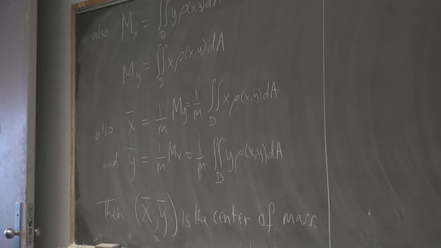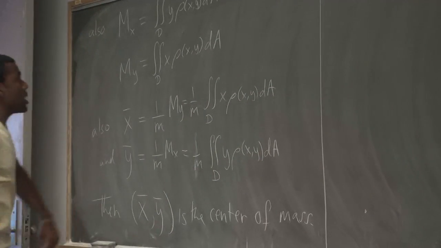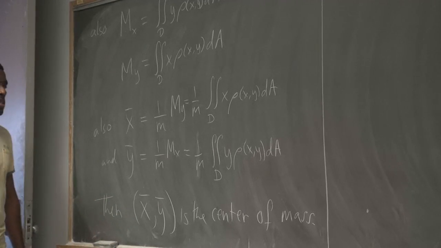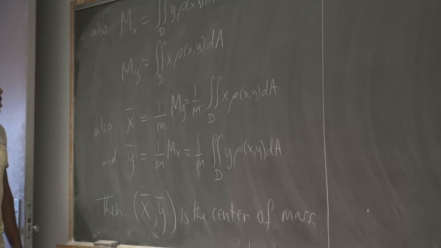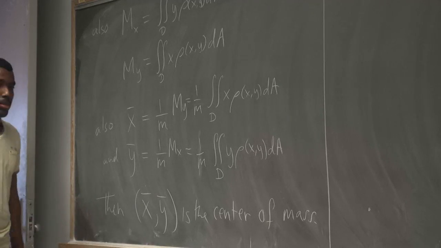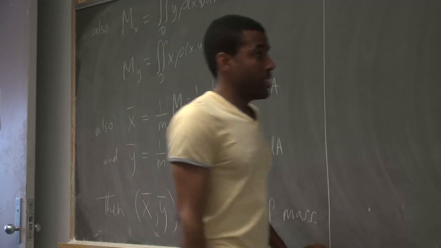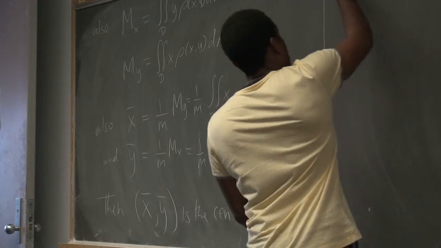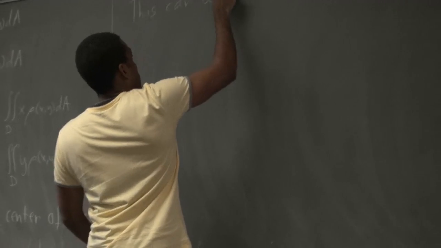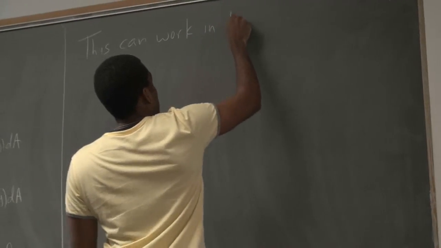Basically it. So if you integrate the density, you get the mass, and if you figure out the moments about x and y, you can get to the center of mass by doing this equation. That's sort of it. Okay. This can work in higher dimensions also.